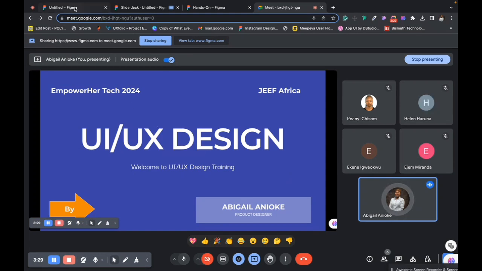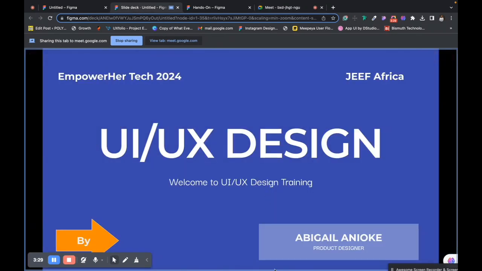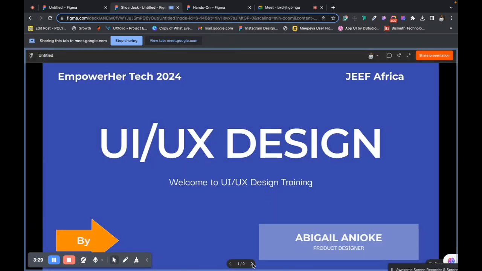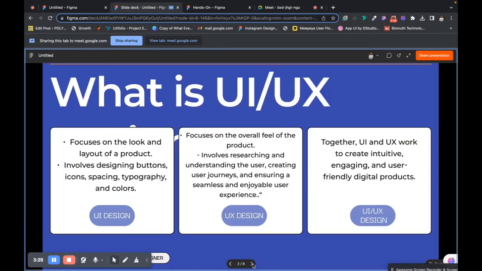So, I'll be presenting my slides and then we'll get started. First thing we'll be looking at is what UI UX is all about. UI UX design is just a shortcut for user interface and user experience design. In case you keep hearing people say UI UX, it is just a shortcut, because saying user interface, user experience is a very long phrase, and that's why it's been shortened to UI and then UX, right?